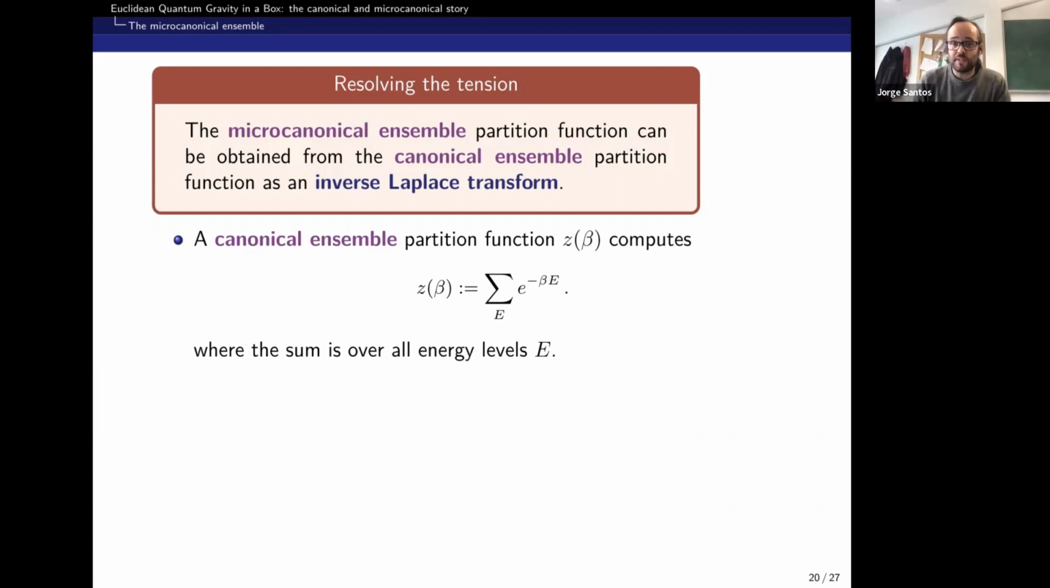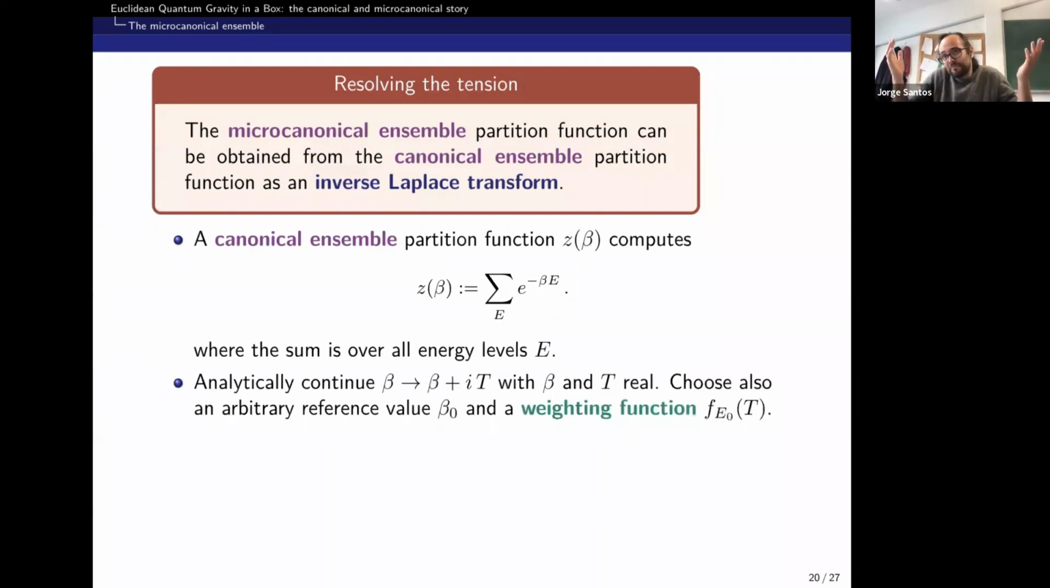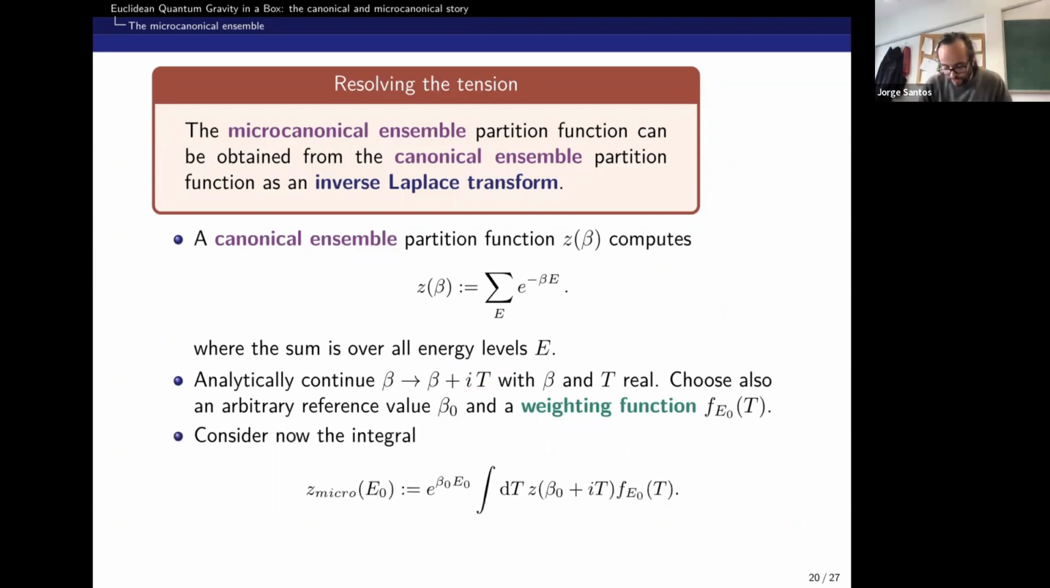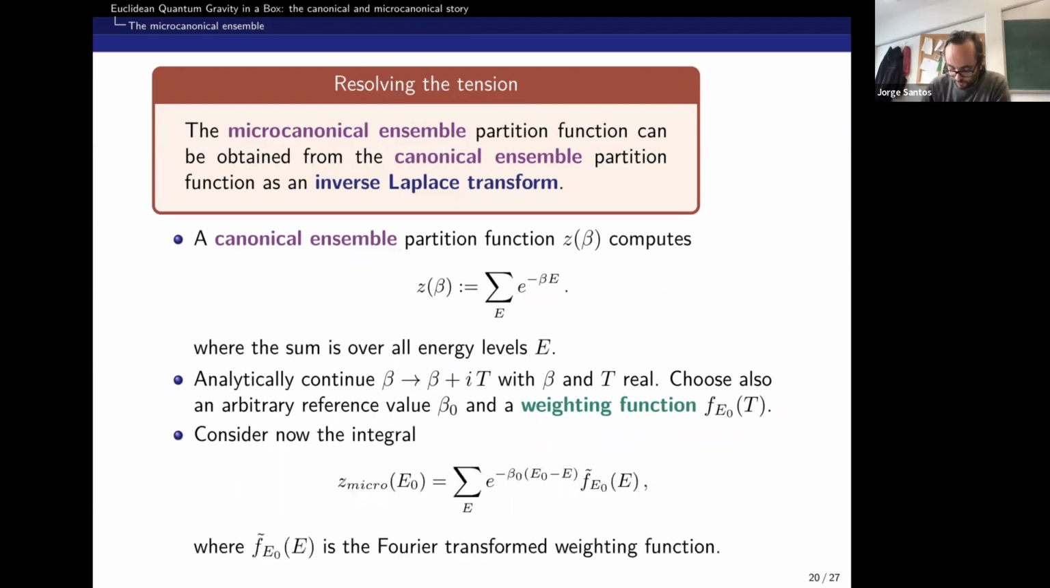A canonical ensemble partition function is supposed to compute this sum. Now let us think about another sum. Let us imagine that we analytically continue beta in this manner. Introduce some weighting function, and this is a parameter. And now let us think about this integral. You know what z is, you substitute it there, and you perform the integral. What you get is this sum. You can do the integral, and instead of starting with this weighting function, you just get its Fourier transform.